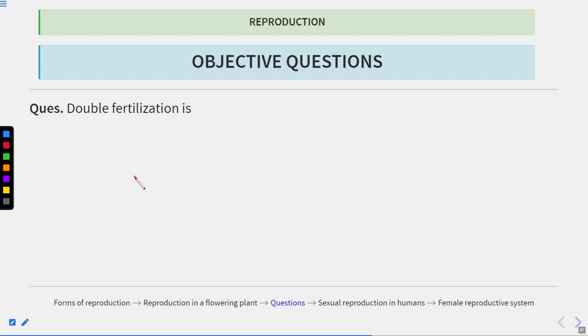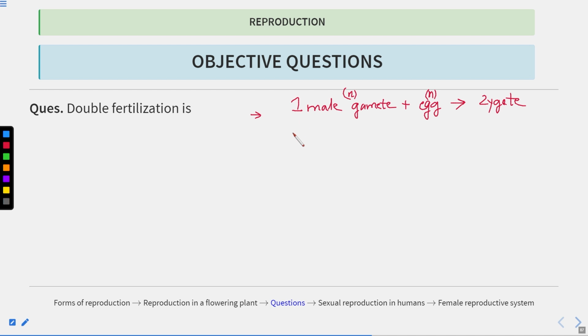Now next question is double fertilization. What is double fertilization? So this you already know. Two male gametes are released by the pollen grains, and the pollen tube enters into the embryo sac through the micropylar end. So what happens? One of the male gametes fuses with the what? Egg cell. And what will it form? It will form the zygote.